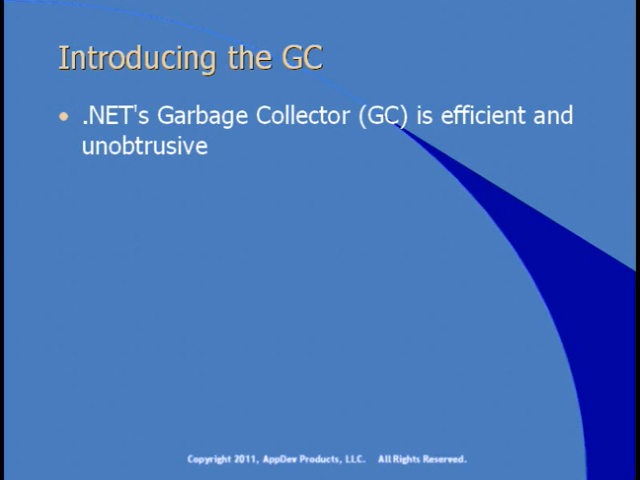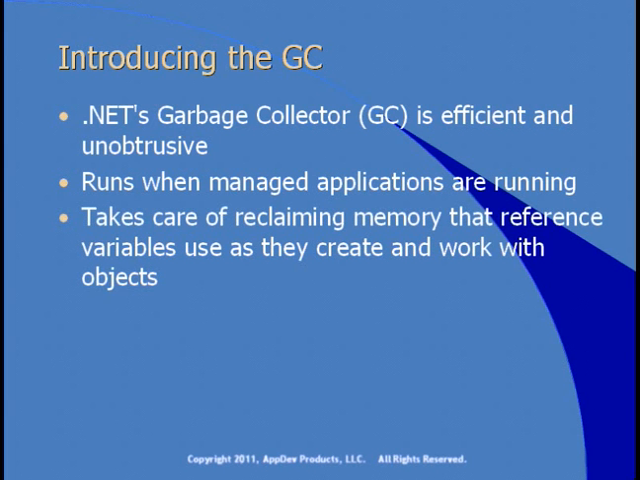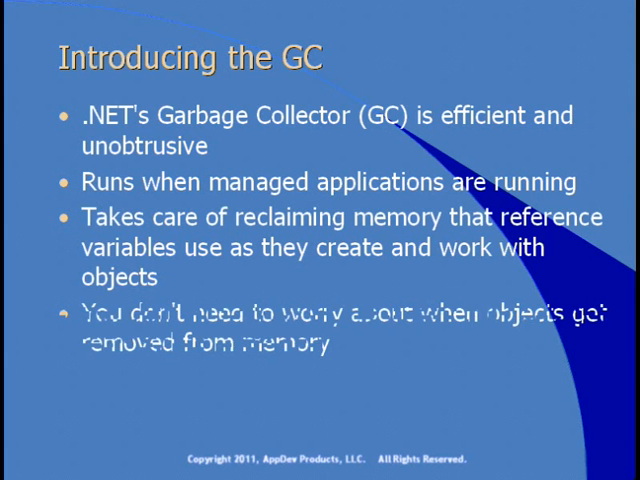We have to think about what happens to objects when we're done with them. .NET's garbage collector, and we'll usually call it the GC, is efficient and unobtrusive, and it's this garbage collector that takes care of, well, dead objects. It runs when any managed application is running, and it takes care of reclaiming memory that reference variables use as they create and work with and get rid of objects. You don't need to worry about when objects get removed from memory. The GC, the garbage collector, takes care of getting objects out of memory.